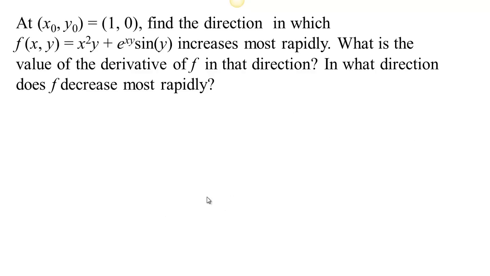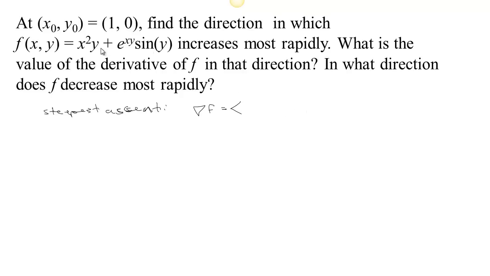Let's look at an example. We've got this function, and we're at a particular point. We want to find the direction that we should go in so that we can increase most rapidly, and then figure out what's the maximum value. So we know that for steepest ascent, we need to go in the direction of the gradient. So we calculate the gradient of our function, and then we'll evaluate it at our particular location.